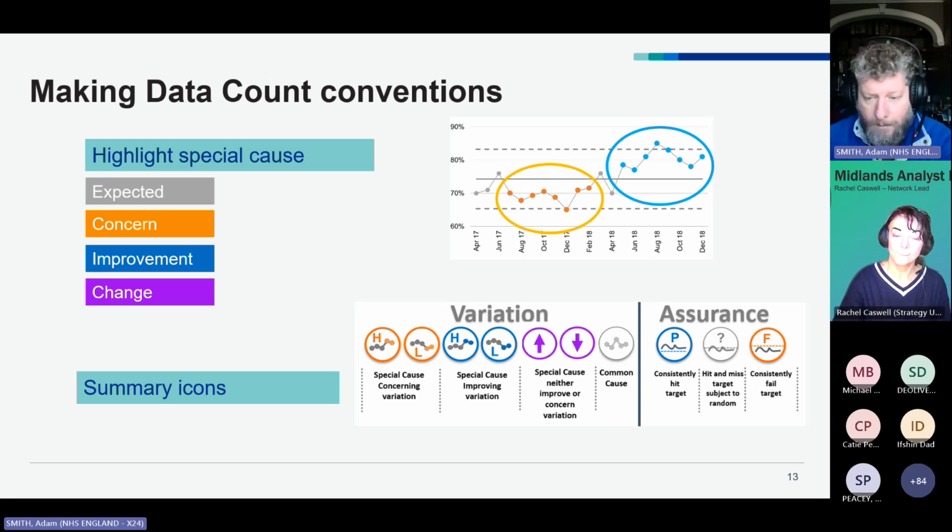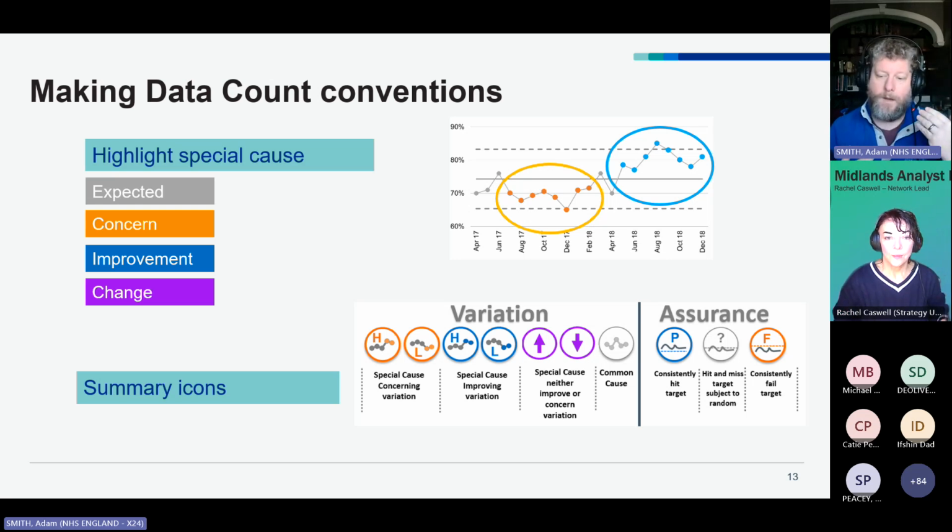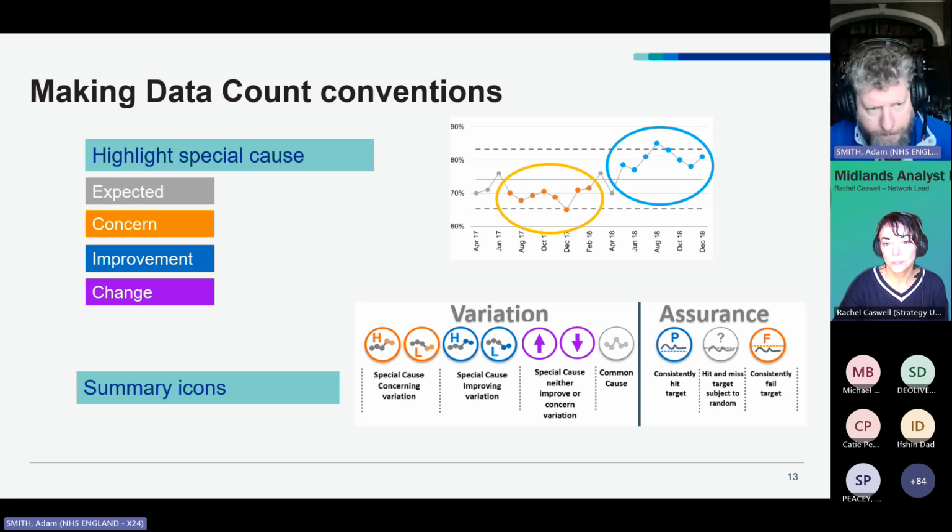So we have got that colouring convention that you might have spotted so far. So grey dots are when we've got normal common cause variation. Orange dots, blue dots, and purple dots are when we've got special cause variation, but they mean slightly different things. So orange dots are concerning or deteriorating performance. Blue dots are improving performance. And then we've got the colour purple, which just denotes that there's some change, some special cause in there, but we aren't giving it a direction to travel. We aren't saying up is good or bad. We're just saying that the data has gone up.